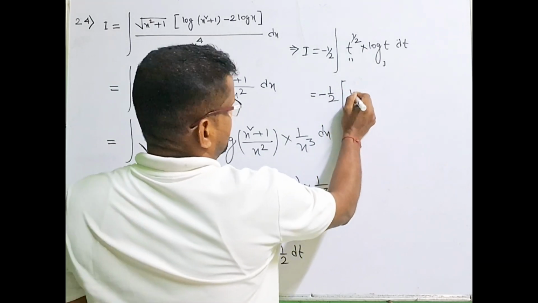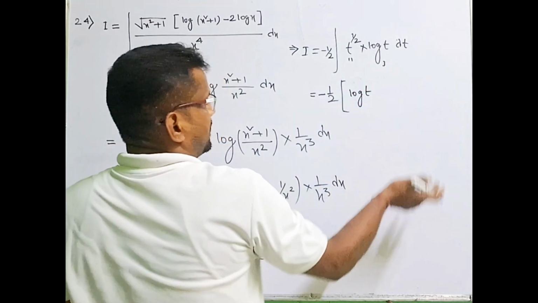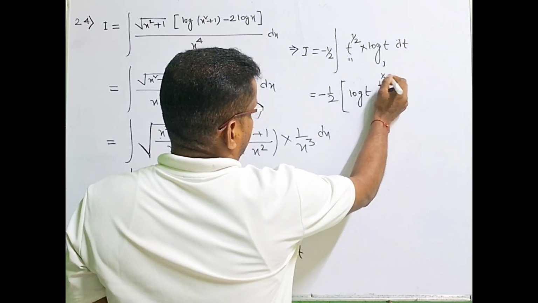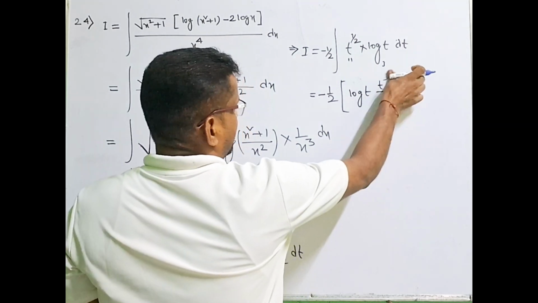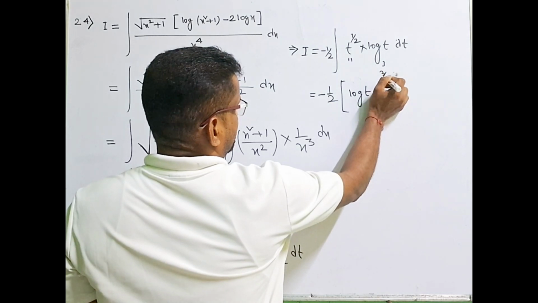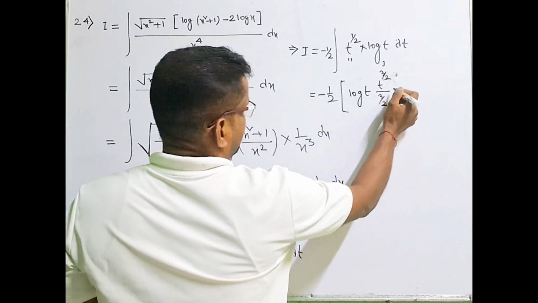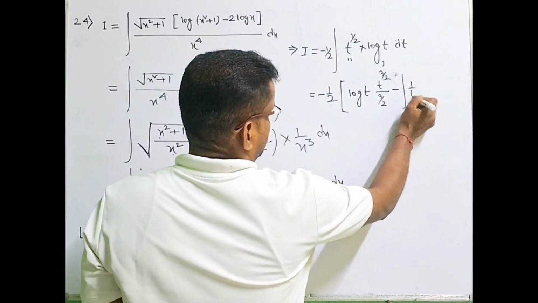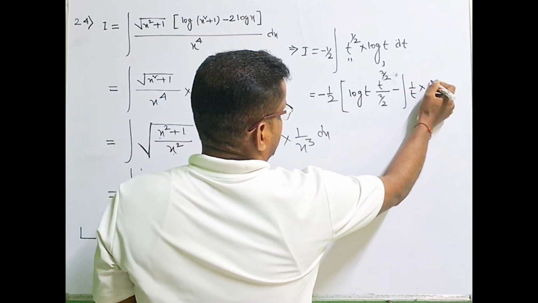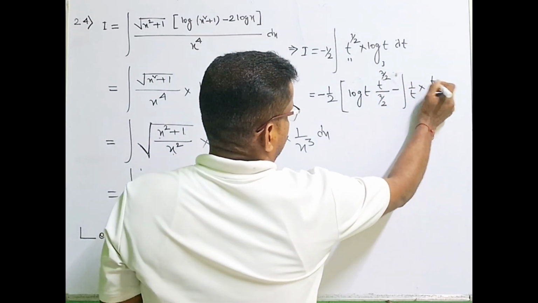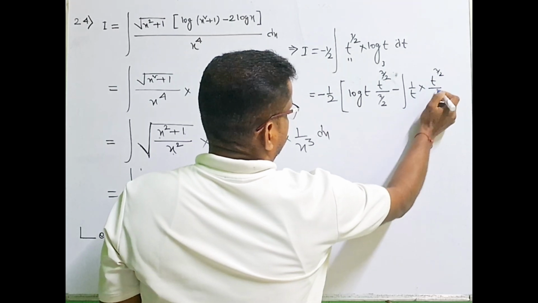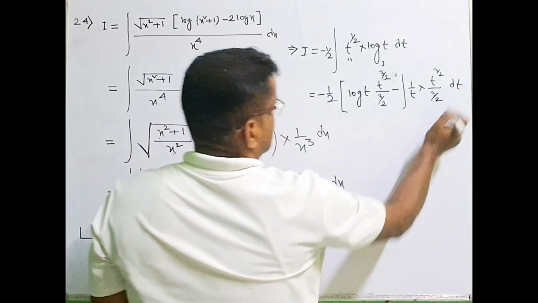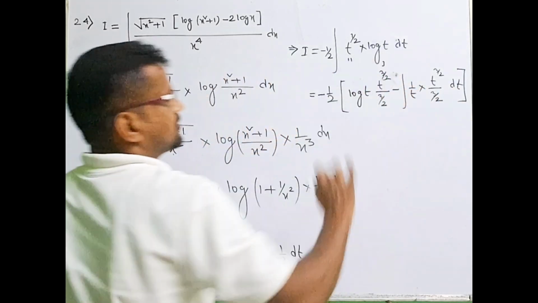So first function as it is, into integration of second function. So that is your t to the power half plus 1. Let me write directly, half plus 1 is what? 3 by 2. t to the power 3 by 2 divided by 3 by 2, minus integration of derivative of first function, that is your 1 by t, into integration of this, t to the power 3 by 2 divided by 3 by 2, and it is your dt. This is how we have used integration by parts.